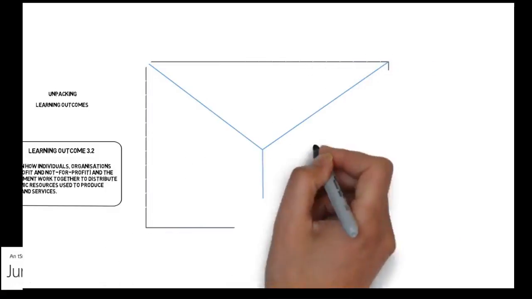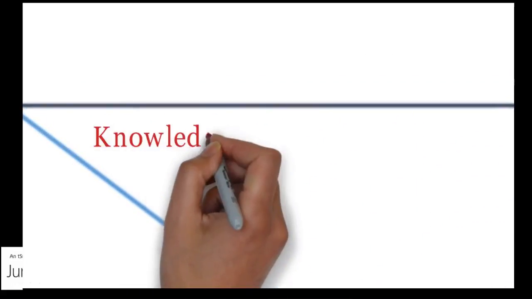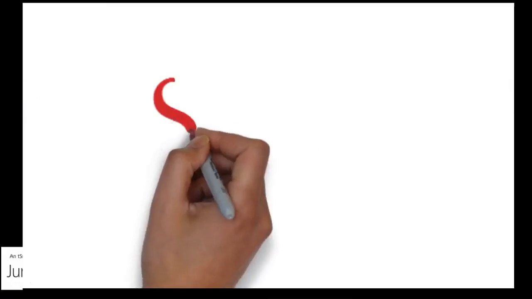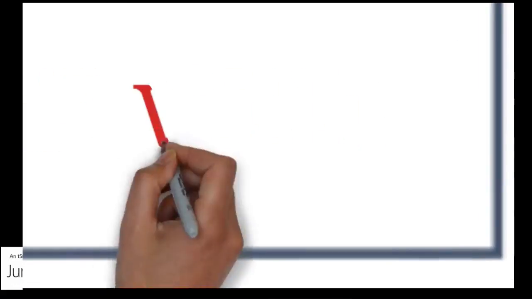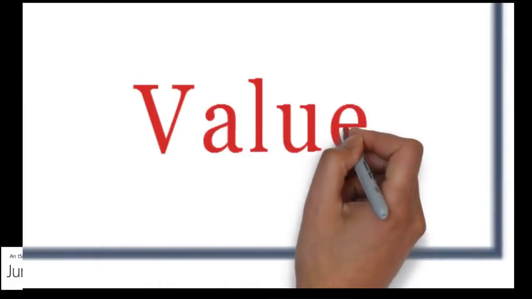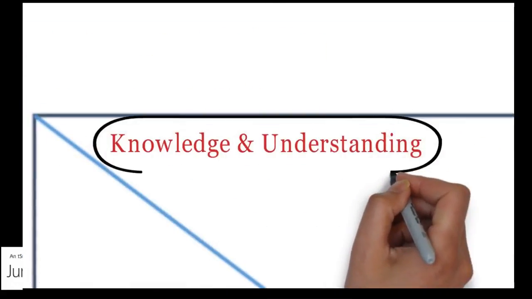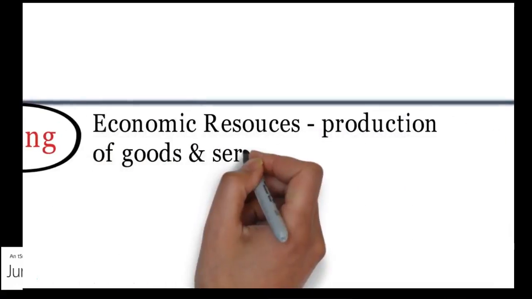Once again, we use the sectioned template to help us unpack the learning outcome under the headings of knowledge and understanding, skills, and values. We start with knowledge and understanding. Economic resources, production of goods and services.